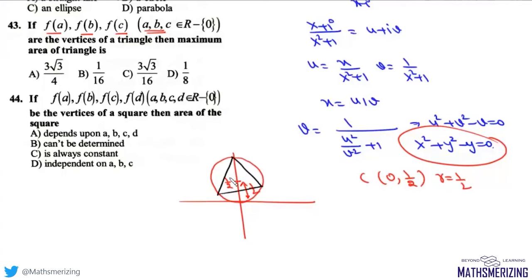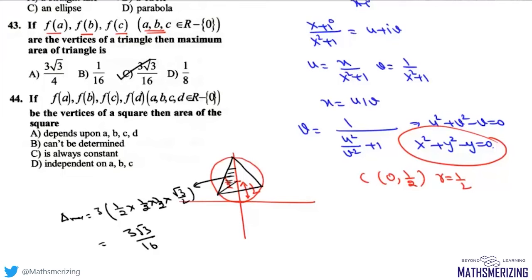Now we know that in a circle, the area of a triangle is maximum when the triangle is an equilateral triangle. So this triangle must be an equilateral triangle. So we need to find the area of this triangle, which will be 3 times the area of these 3 triangles, each being 1/2 into 1/2 into 1/2. So this maximum area will be 3 root 3 by 16, and that's your option C.